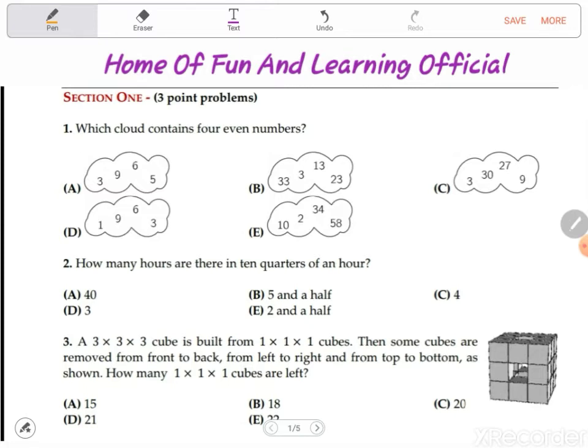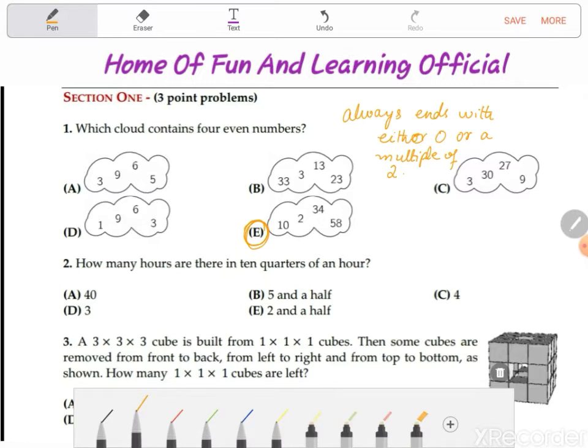So there's a basic fact about even numbers. The way to identify even numbers is that an even number always ends with either 0 or a multiple of 2. So, out of all these 5 clouds, the cloud E confirms this condition. So E is the correct answer.